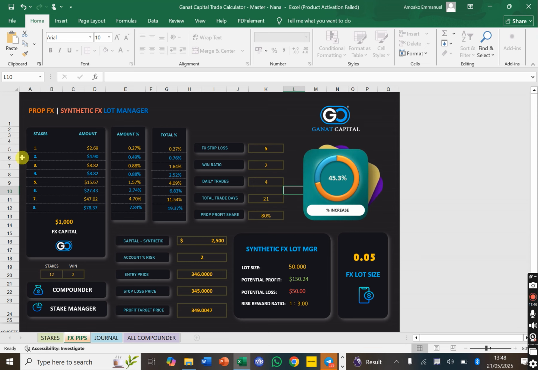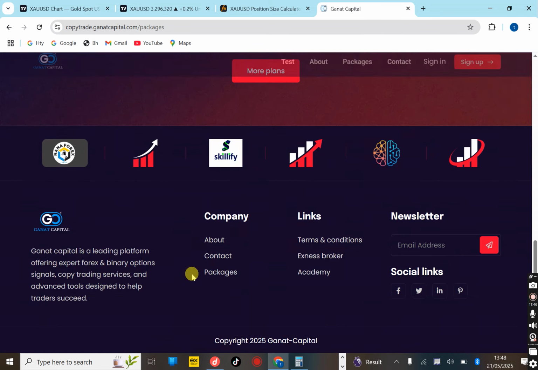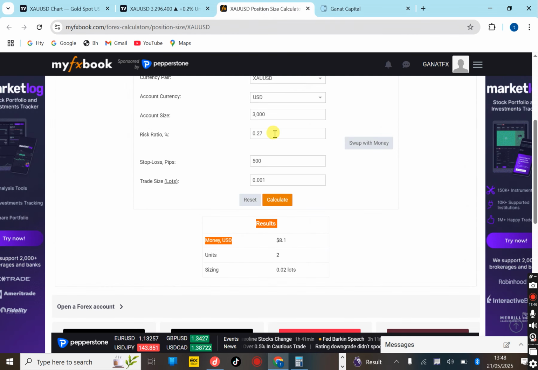Now, the first one is saying that I should risk 0.27% on my trade, right? This is the main page, where you get the packages. So let me go to my position calculator, and it's saying I should risk 0.27%. Now my capital is $1,000, right? Let's say my stop loss is 50 pips, so 500 points. 50 pips is the same as 500 points.